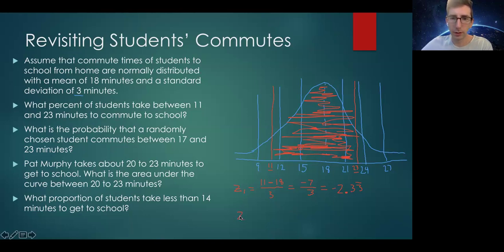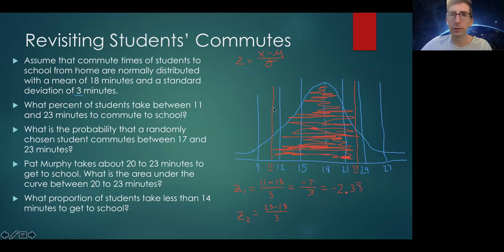Now, if we find our second z value, we'll take our 23, subtract that from our population mean, which is 18, and divide that by our population standard deviation of 3. Just remember, I'll rewrite it up here, our z formula from our last class was z equals x minus mu, where mu is our population mean, divided by our population standard deviation.